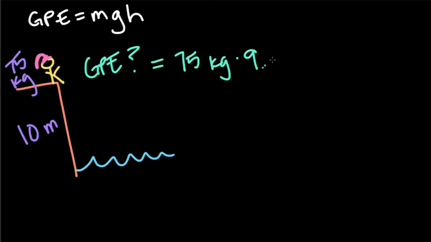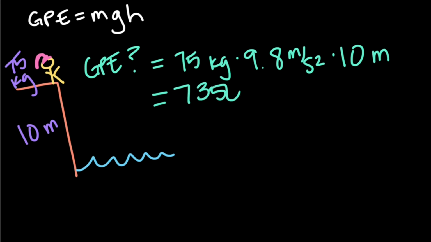G, we said, is a constant, that is 9.8 meters per second squared. And h is her height above the surface, and sea level is going to be the surface of the Earth, so we know that this is 10 meters. Now if we calculate that out, we get 7,350 kilograms meters squared per second squared.